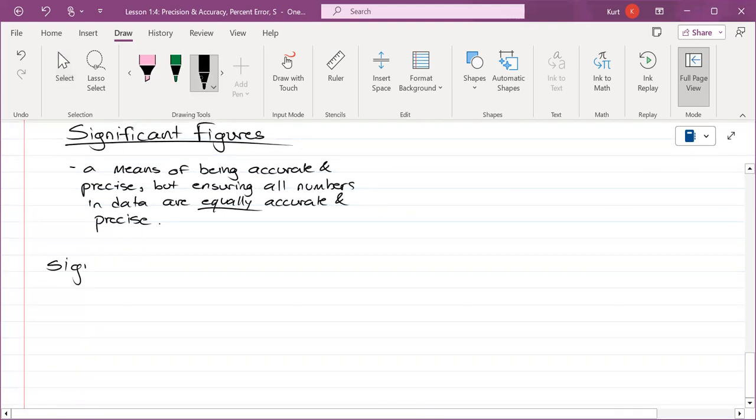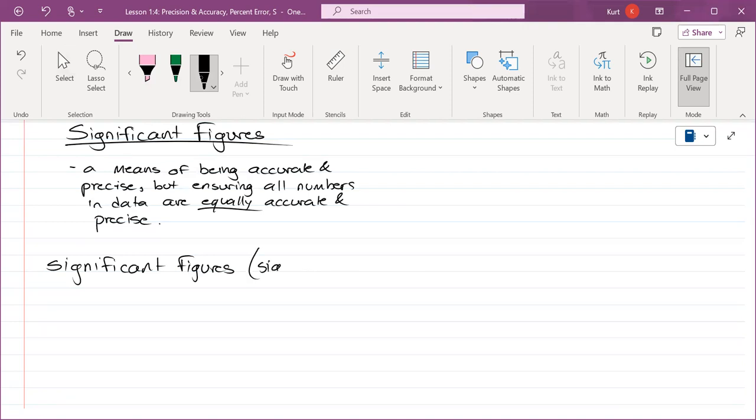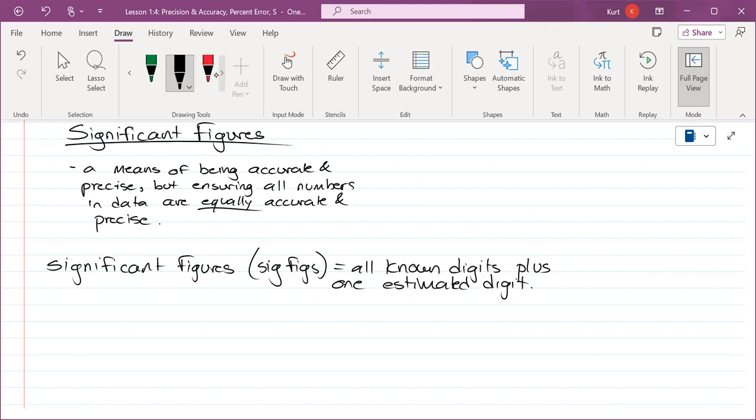So the definition of a significant figure, and from here on out, you can call them sig figs, is all known digits plus one estimated digit. Again, if this is not clicking, it's okay. Here come the examples. There are 4 rules when identifying sig figs.